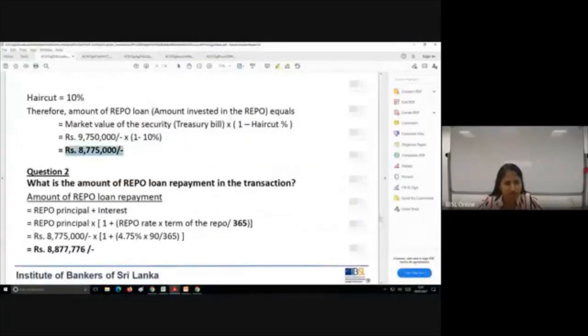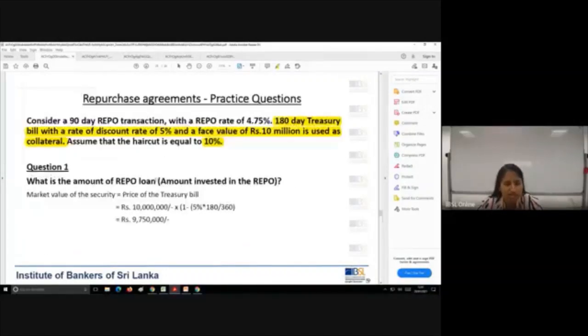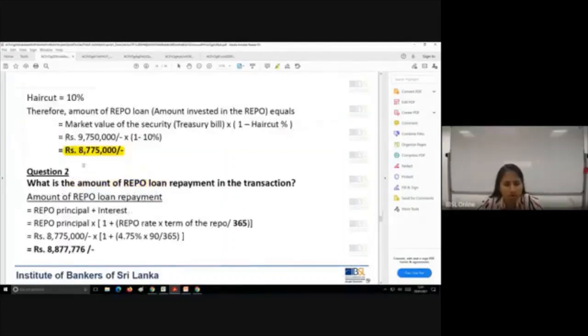So there we have got the answer. What is the amount of repo loan repayment in the transaction? Now they are asking, okay, this is your repo loan amount. On repayment, how much are you going to give? Okay, on repayment, how much are you going to settle back?